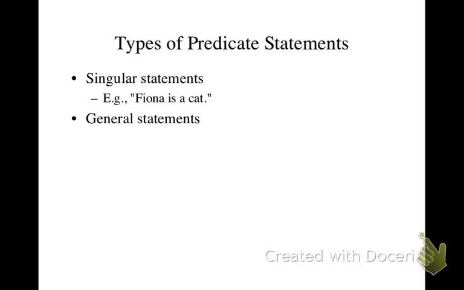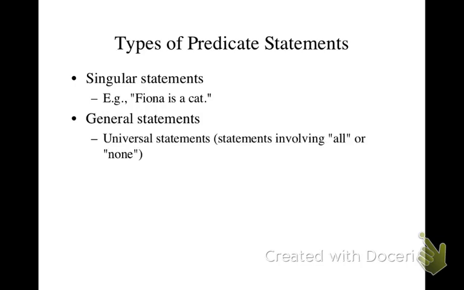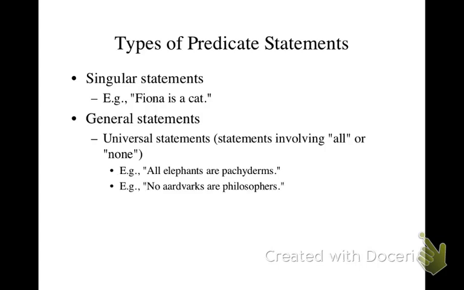is general statements, which refer to a group of individuals. These general statements can be broken down into two types. We have universal statements. These are statements involving the words all or none. For example, all elephants are pachyderms, or no aardvarks are philosophers.